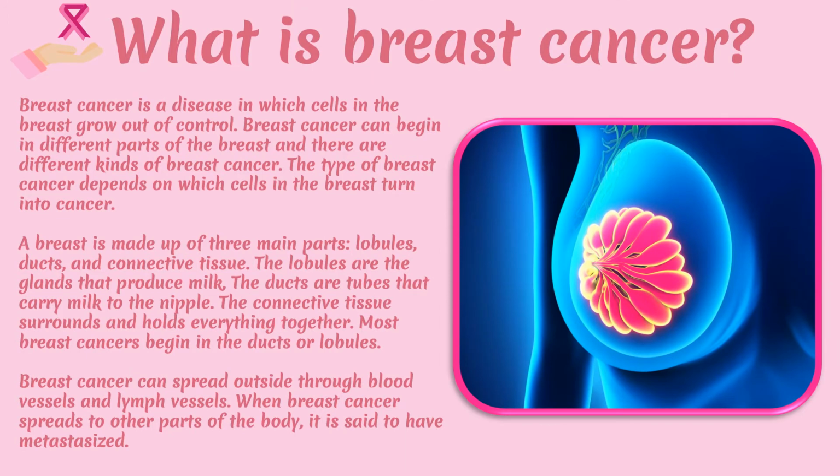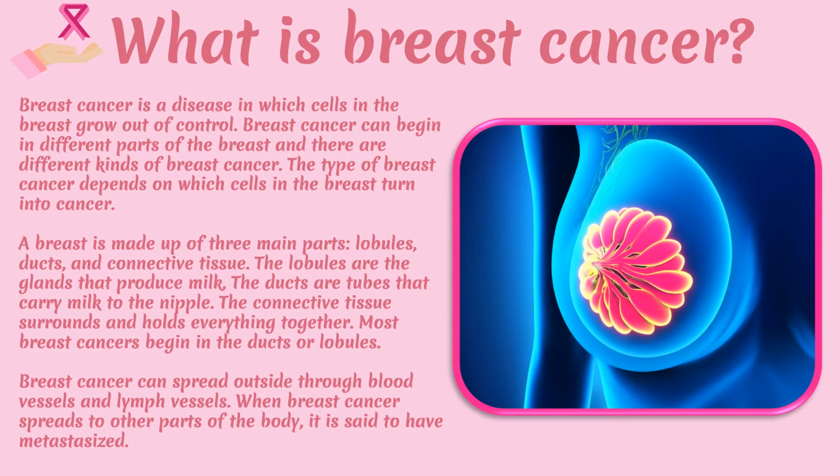What is breast cancer? Breast cancer is a disease in which cells in the breast grow out of control. Breast cancer can begin in different parts of the breast, and there are different kinds of breast cancer. The type of breast cancer depends on which cells in the breast turn into cancer.